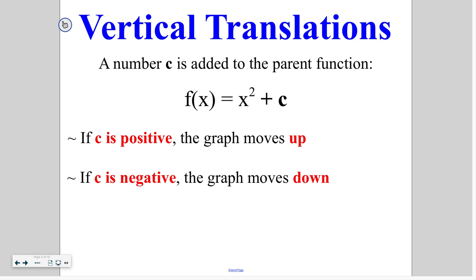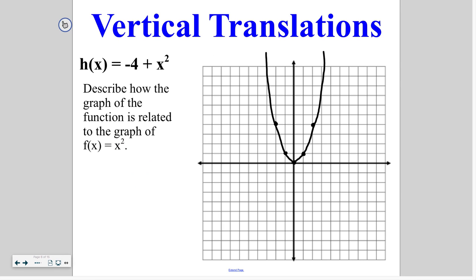First type of transformation that we are looking at is a translation. This occurs when there is a number c added on to the parent function. So if there is a single number added on to the end, that is going to tell us up or down. If it is adding, positive, we're moving up. If it is subtracting, negative, we are moving down. So for example, I've got -4 plus x squared. So the parent function is already drawn on the graph. Again, I'm going to draw in those basic 5 points of -2, -1, 0, 1, and 2.